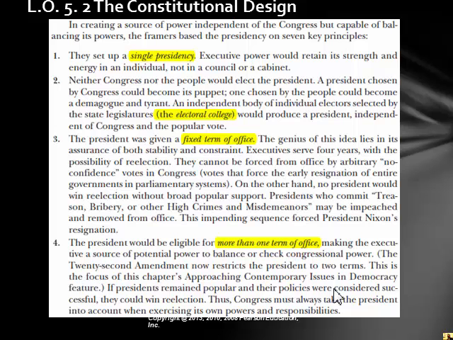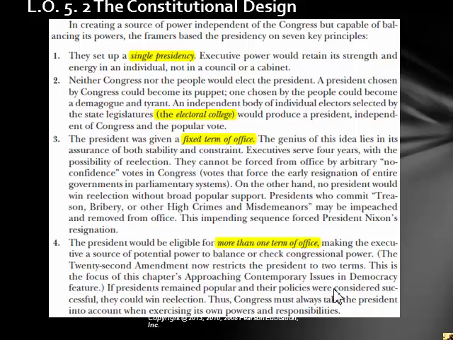So, by constitutional design, this is why Congress created a president, or the framers created a president. First and foremost was a single presidency. A single presidency allows individual power and also allows leadership. So executive power would then retain its strength in an individual, not in a council or cabinet. That way, two things can happen. First of all, the leader can move much faster if it's an individual on certain laws. And at the same time, if anything bad happens, you can ascribe a lot of negative reaction to a leader as well as positive reaction.